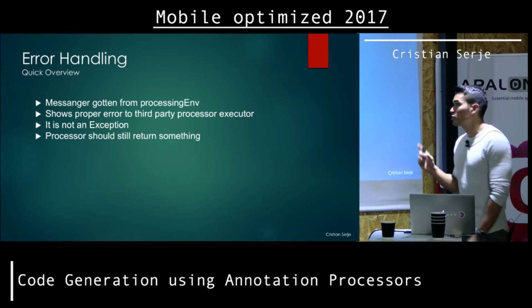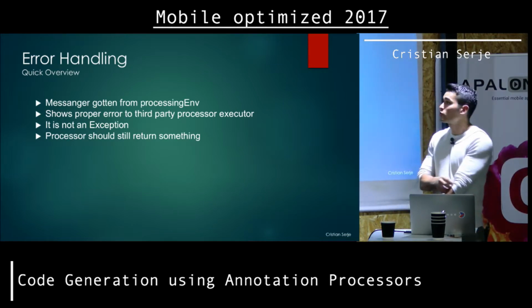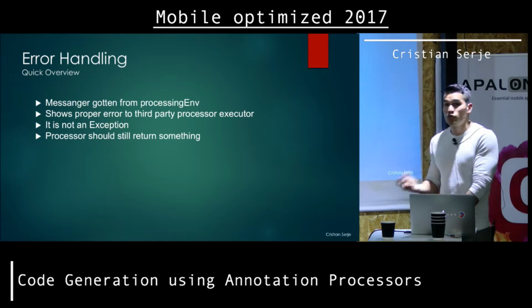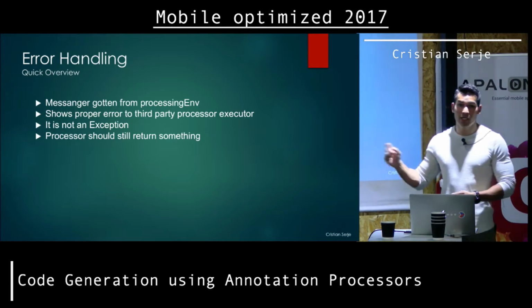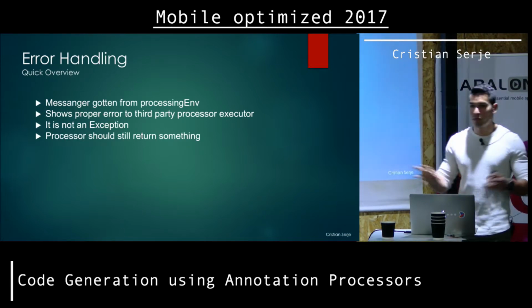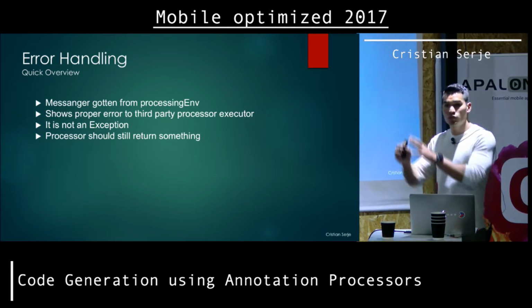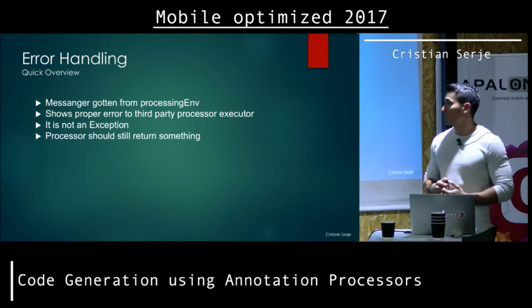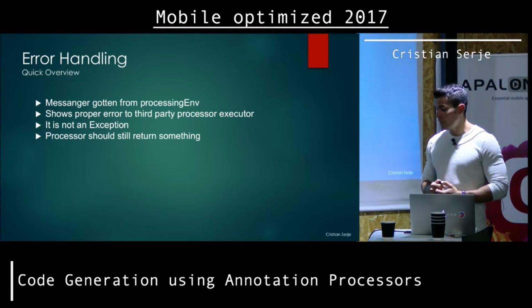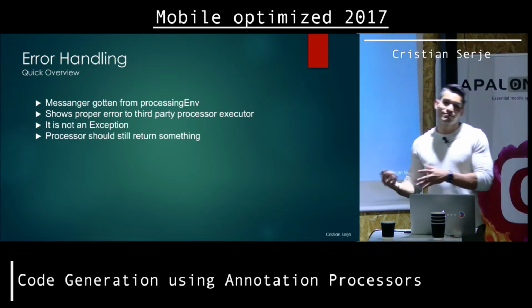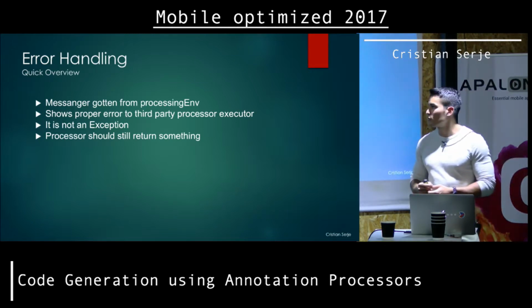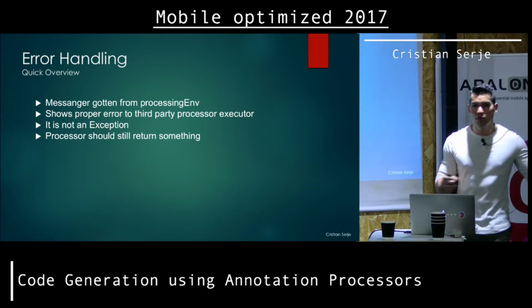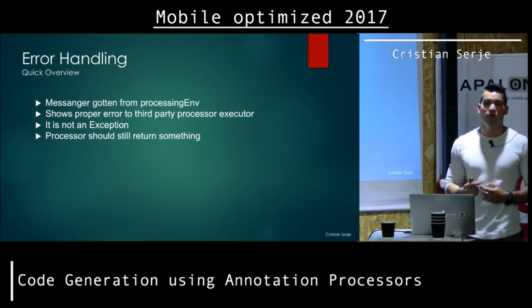So if you want to do error handling, the processor should still return something. It means that you cannot create an exception because it will crash, and it will not return the friendly message that you want to return. So everything should finish properly, but return a message instead of an exception. It is kind of like a logger, but a bit different. It is just to let the executor know, okay, there's something wrong.